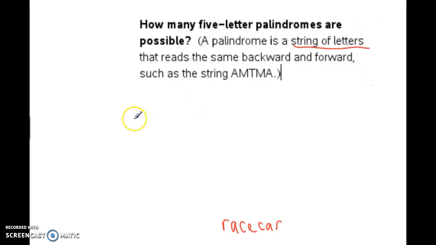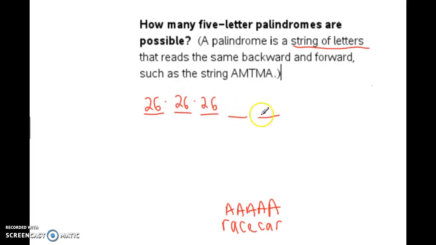How many different 5-letter palindromes? So we have 5 letters that we're choosing, and not just from specific letters, but from any letter. So the first letter could literally be any letter in the alphabet. There are 26 possibilities. According to this, AA would be a palindrome, right? It doesn't say there can't be repeats. So I think that second letter could be anything, and that third letter could be anything.